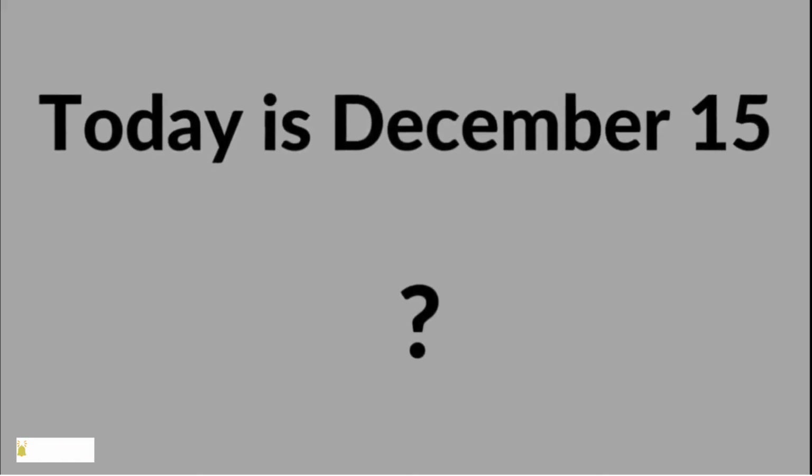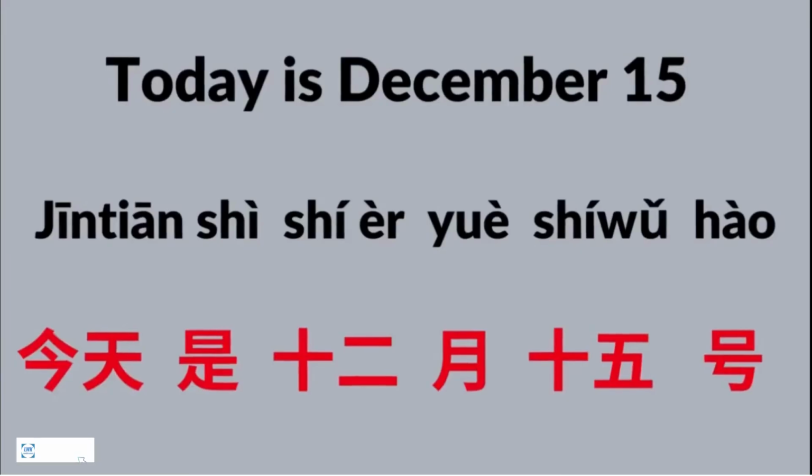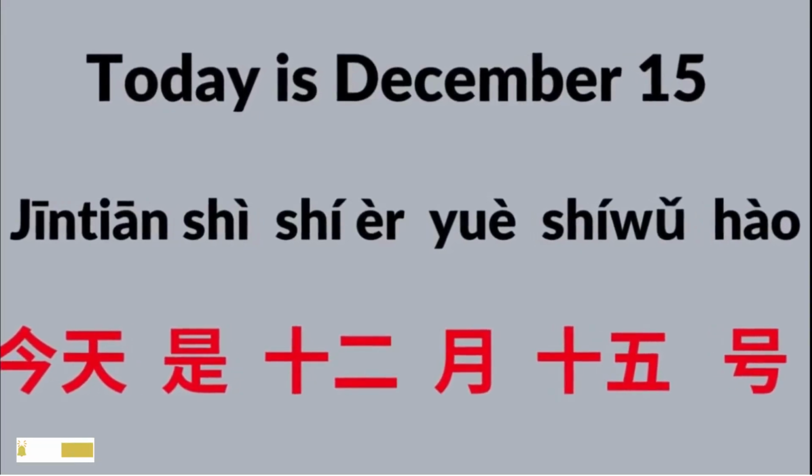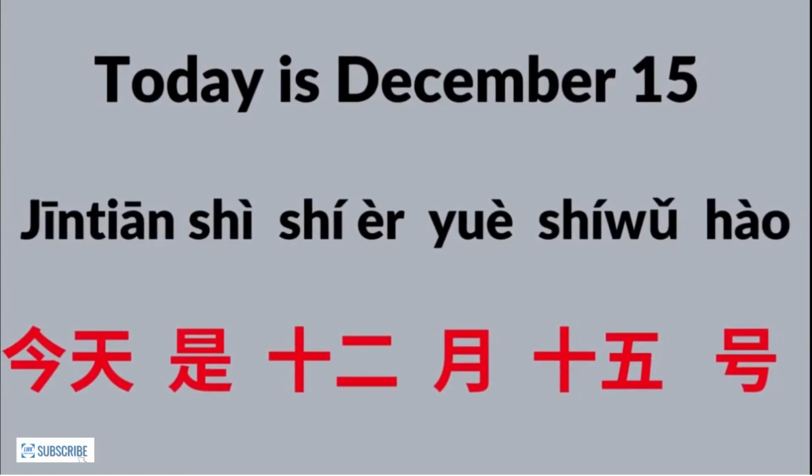Now quiz time. How to say December 15 in Chinese? Like today is December 15. We can say 今天是12月15号. December is the 12th month, so 12月. 15号 means the 15th. 今天是12月15号. Today is December 15.